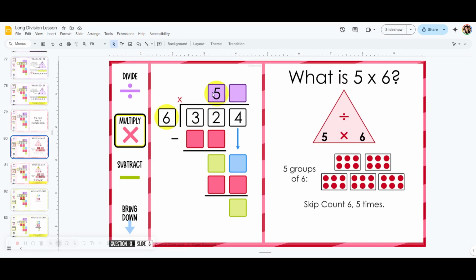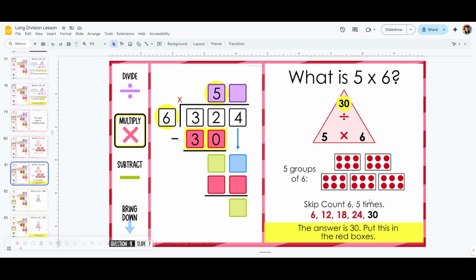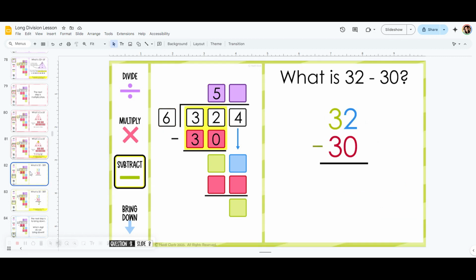Take that last number you just put in, the 5, and multiply it back with the 6 to see how close to 32 did we get. 5 times 6, what is 5 times 6? 30. Put the 30 in the red boxes under the 32. Next, we're going to subtract to see how much is left over. What is 32 minus 30? The answer is 2. Put this in the green box.